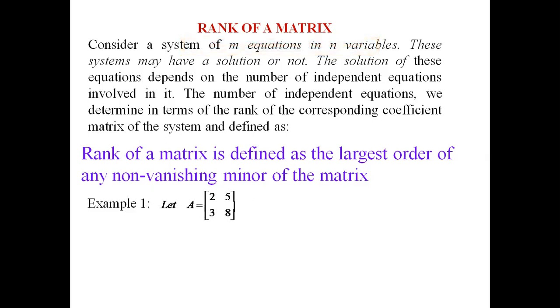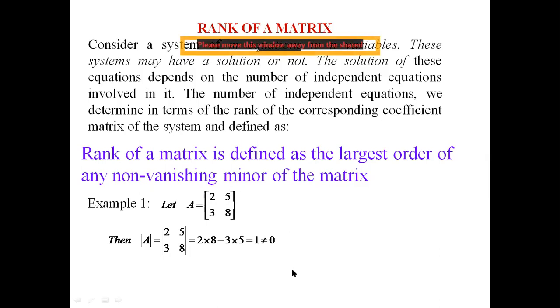Take a matrix having 2 rows and 2 columns. The first row is 2, 5, the second is 3, 8. If you get the determinant of this matrix, you know how to get the determinant. You cross multiply like this, 2 into 8 minus 5 into 3. We get the answer 1, which is not equal to 0. Since the determinant of this matrix is not equal to 0, this is the largest possible square matrix whose determinant is not equal to 0.